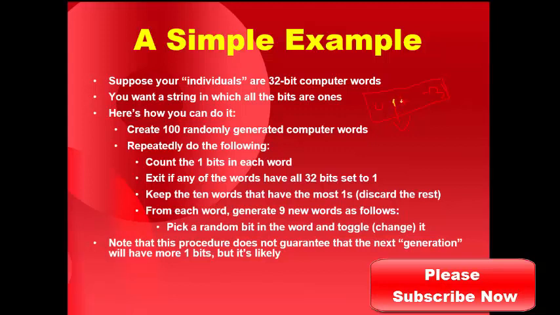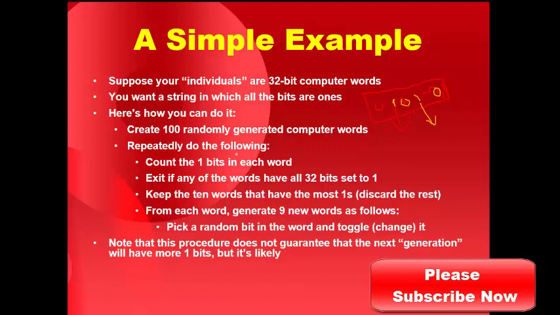So 0, 1, 0, 1 and up to 31. We just want these bits which are ones. Okay, here's how you can do it. Create 100 randomly generated computer words. Suppose we created 100 randomly generated computer words that are 32-bit computer words.